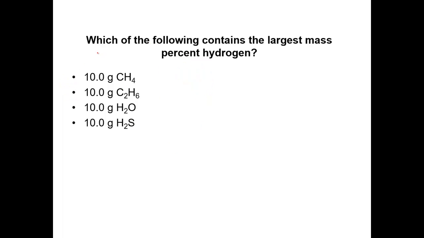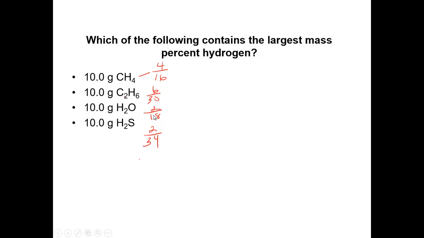You might be asked the largest percent mass for a specific element. So here we have hydrogen. And so there's mass of 4 over a total mass of 16. This is going to be a mass of 6 over a mass of 24 plus 6, that's 30. This is going to be 2 over 18. This would be 2 over 34.